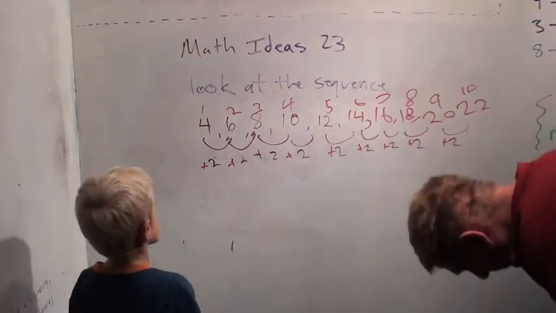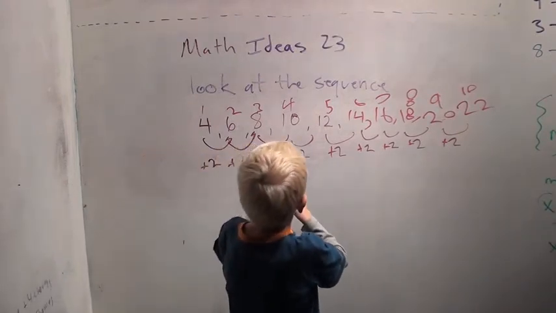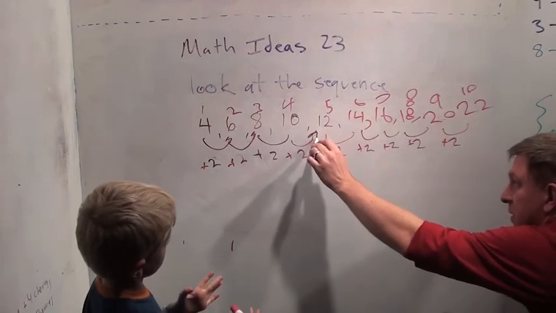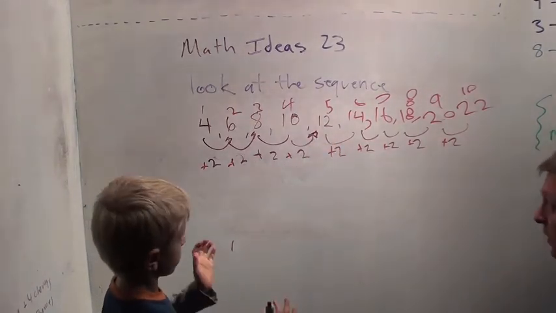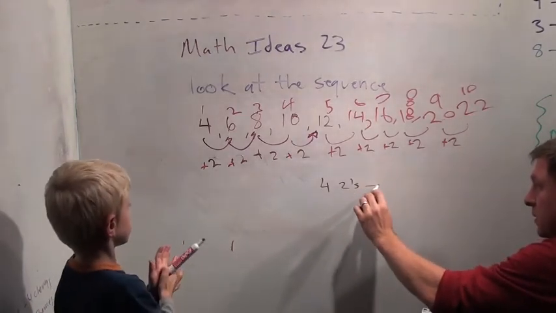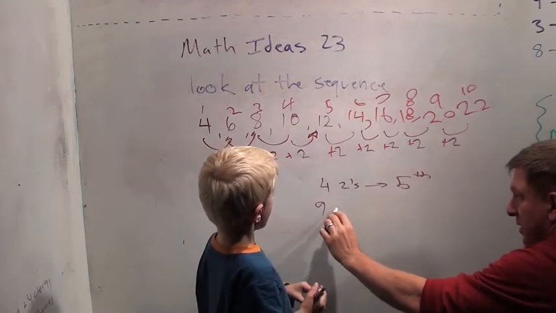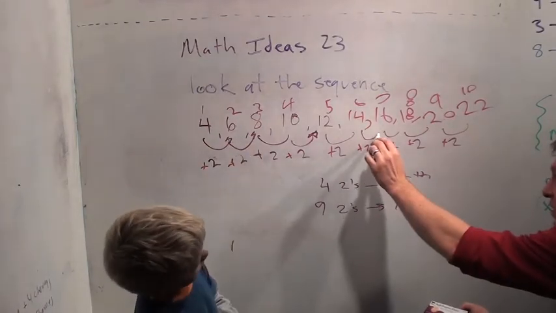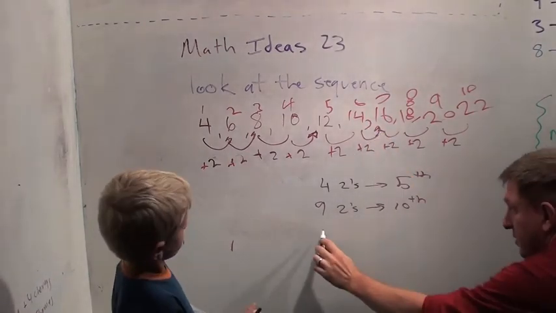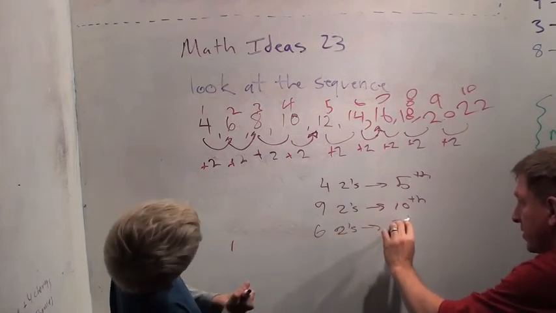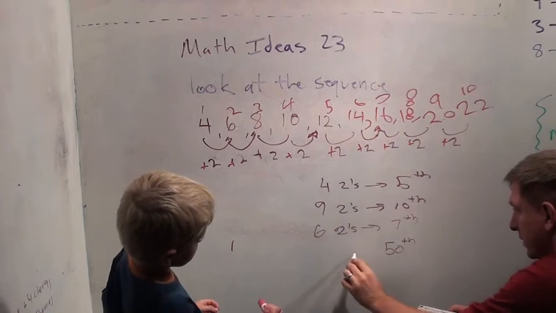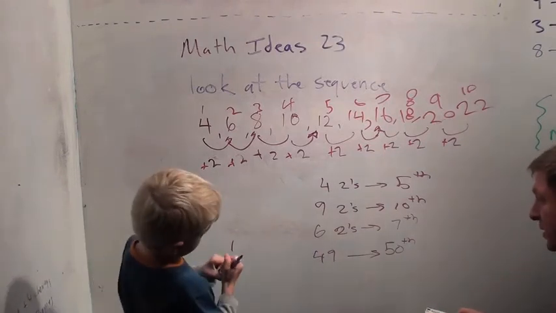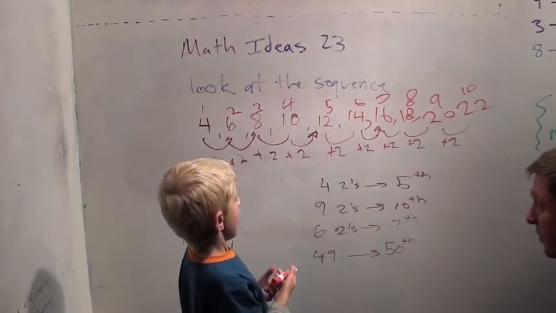How many 2's did we add to get to the 5th term? 5. Try again. How many 2's got us to right here? 4. 4 2's got us to the 5th term. 9 2's got us to the 10th term. So how many 2's do you think got us to the 7th term? 6. I see a pattern. How many 2's do you think it's going to take to get to the 50th term? 49. Okay. So the 50th term, we're going to start at 4, and we're going to go forward 49 2's.